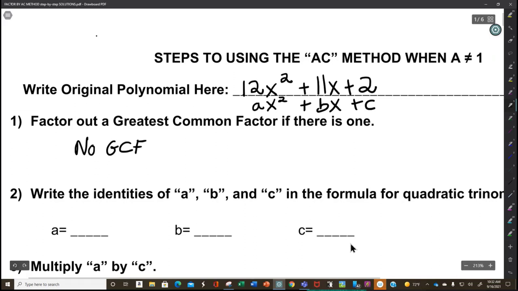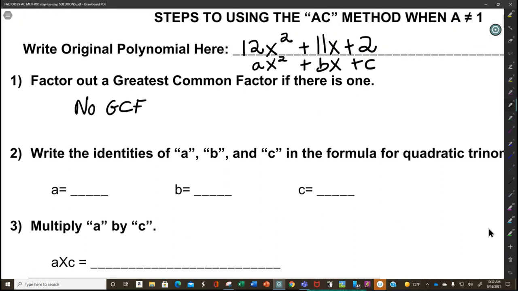Now we're going to write what A, B, and C are of the trinomial we're factoring. So A is 12. B is 11, and C is 2. Now you've been through this for the past several days this week. ABC, the whole ABC way of looking at quadratic trinomials that comes from the general form, the formula for a quadratic trinomial in standard form, ax squared plus bx plus c. So this helps us find a, b, and c.